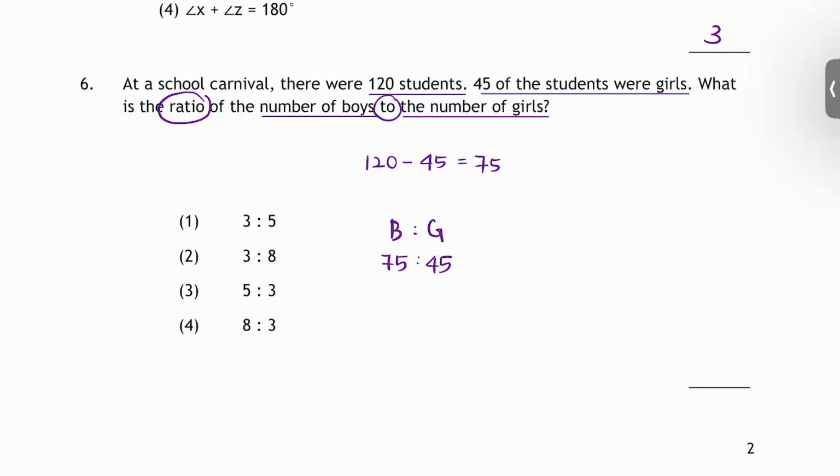So we can reduce this. Now, if you cannot divide by 15 directly, we can divide it by 3 first to get 25 is to 15. Then we divide by 5 to get 5 is to 3. So for paper 1, without a calculator, you can divide by single-digit numbers rather than by a double-digit number. So the answer is option number 3.